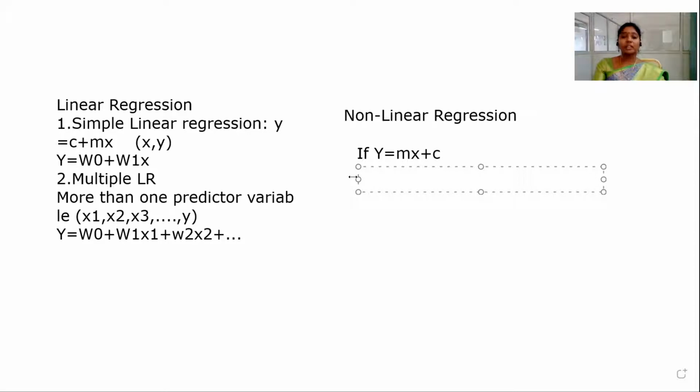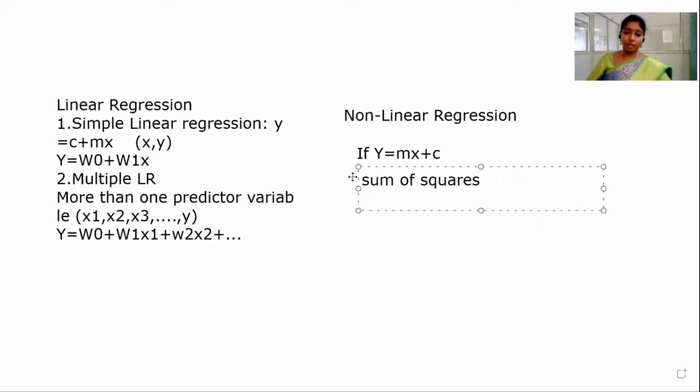Otherwise, if our data is not like that, we can easily say that that is non-linear data, and we can go for the non-linear model to construct that. So we can have different nonlinear equations. All those are represented with the coefficients only. So we are having the sum of squares in the nonlinear regression model, just like the error in the linear regression.